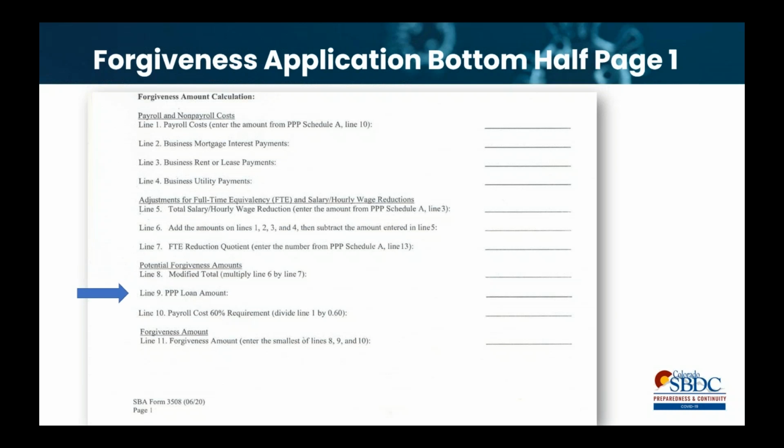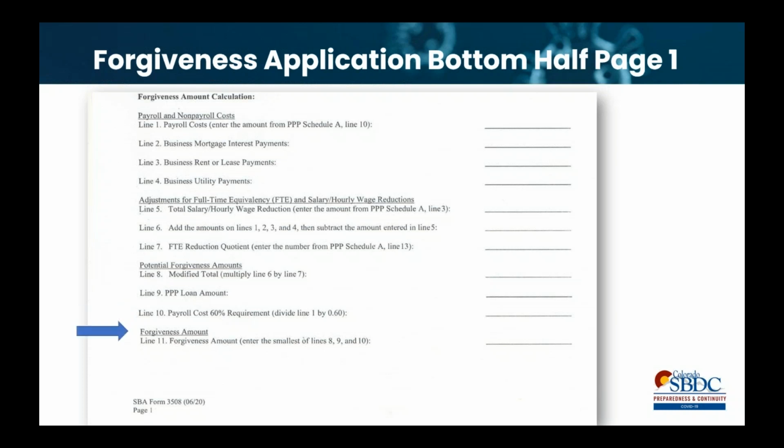In line 9, we enter our PPP amount. In line 10, we divide our payroll cost on line 1 by 0.6. This is the threshold that we must spend at least 60% of the amount forgiven on payroll. Remember, it used to be 75%, but now it's 60%, a much easier hurdle to clear.